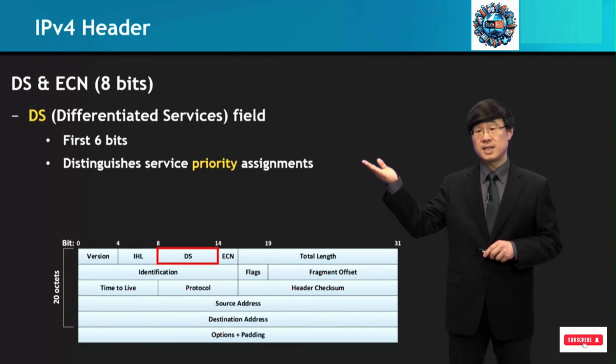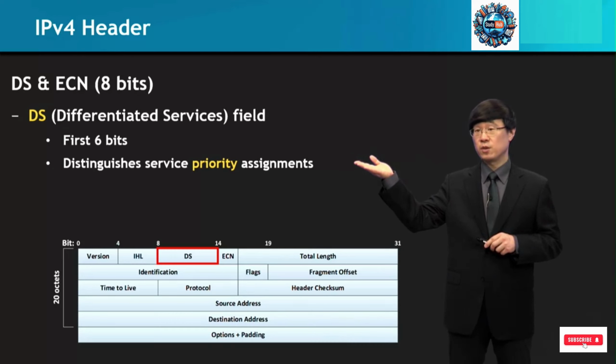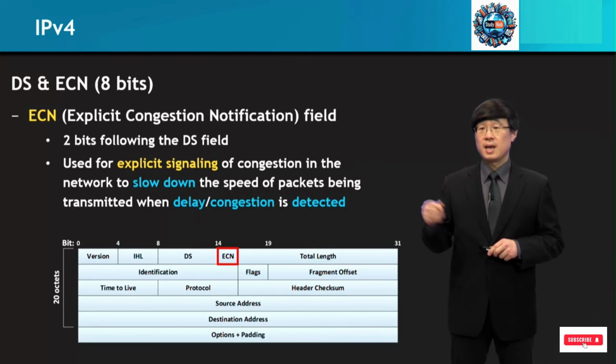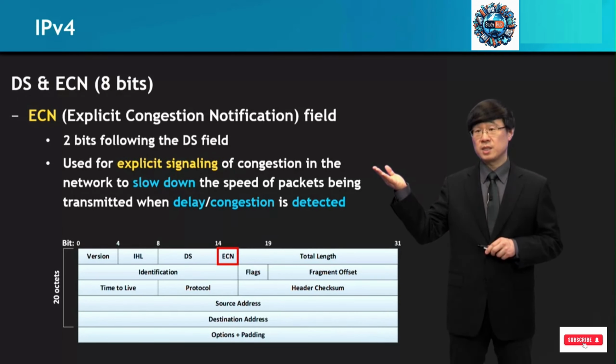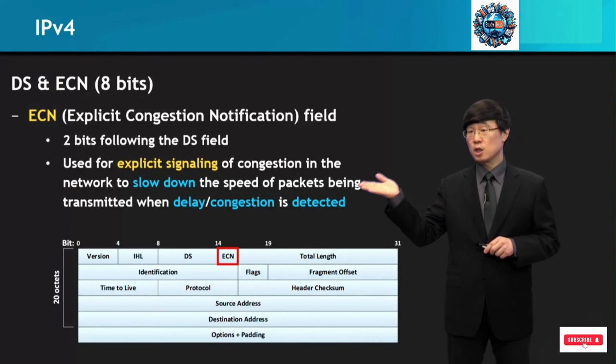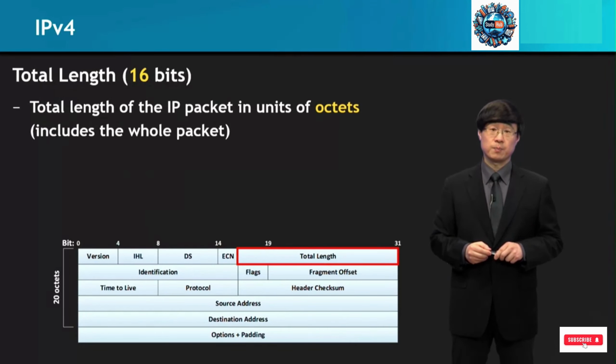Then we have the DS and ECN bits. They are combined as 1 byte. First, the DS, which stands for Differentiated Services field, is the first 6 bits. It distinguishes service priority assignments. And then we have the ECN, which is Explicit Congestion Notification. These are the 2 bits. Now, these are used for explicit signaling of congestion in the network to slow down the speed of packets being transmitted when there is delay or congestion detected within the network.